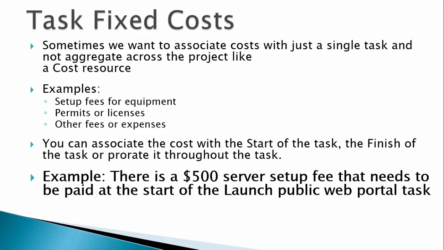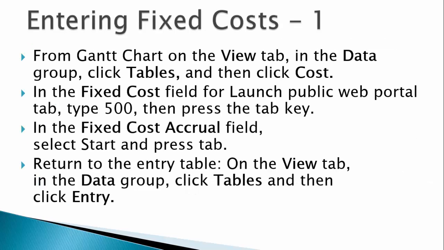For example, we were just told there is a $500 server setup fee that needs to be paid at the start of the Launch Public Web Portal task. To enter these costs from the Gantt chart view, we can exchange the cost table for the entry table. There is a fixed cost field in that table, so for the Launch Public Web Portal task, enter $500.